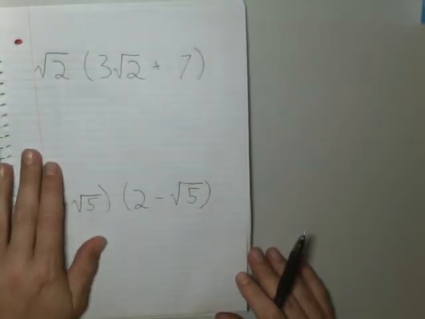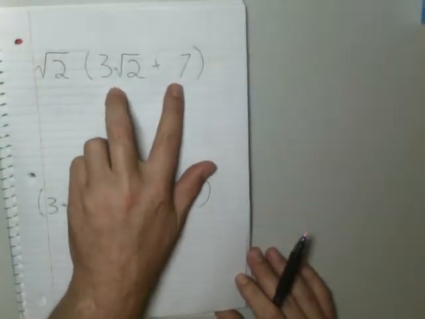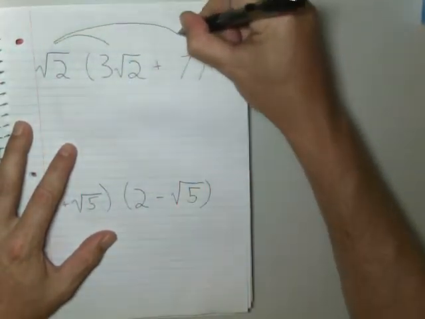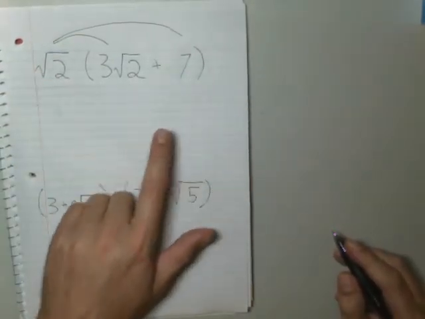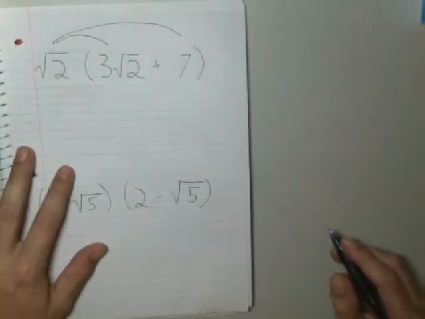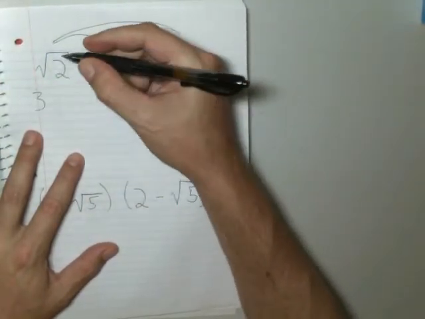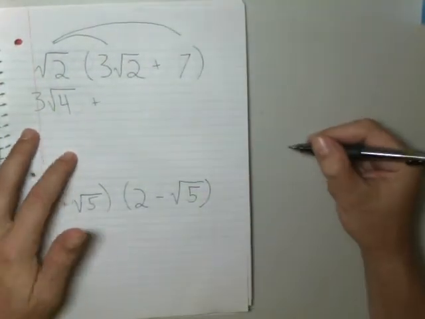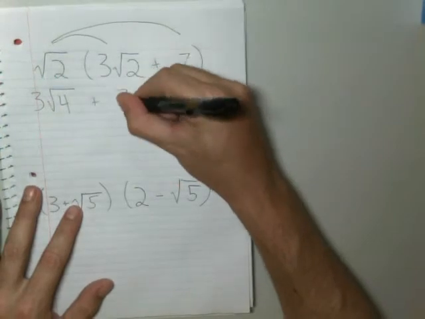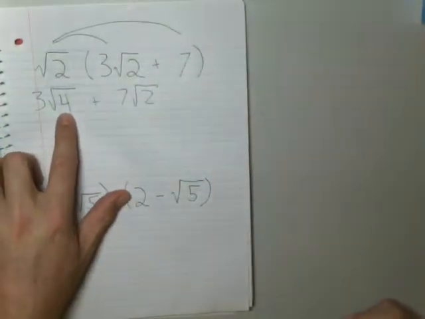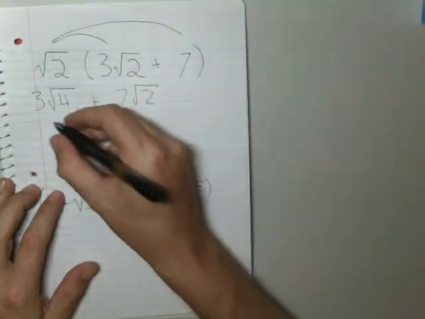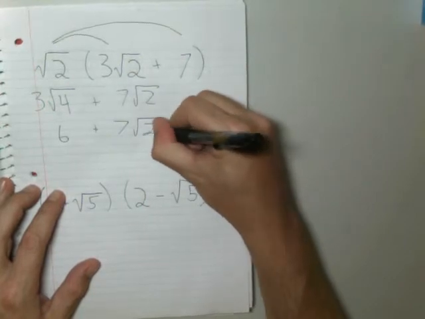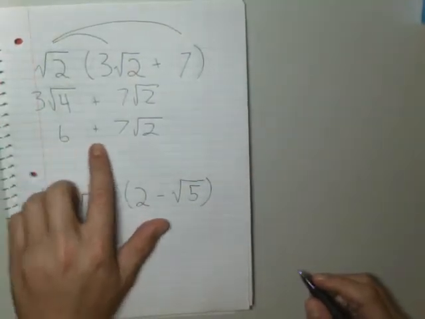If I want to multiply a radical times a sum, I have to distribute, just as I would a variable or a constant. So everything here is positive. Root 2 times 3 root 2 is 3 times the square root of 4, plus, keep my sign, 7 radical 2. The square root of 4 is 2. 2 times 3 is 6 plus 7 radical 2. And this is the simplified version.